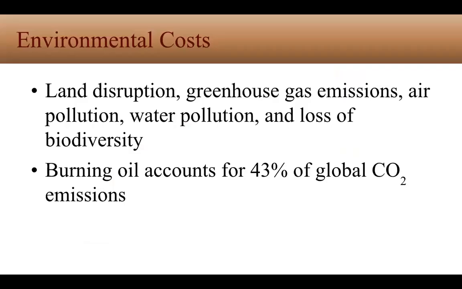All right. So we talk about externalities. What are the environmental costs associated with this? Obviously, we're going to disrupt ecosystems. We're going to increase our greenhouse gas emissions. And on top of the greenhouse gas emissions, we have other forms of air pollution that we've talked about: the nitrogen oxides, the particulate matter that comes from burning fossil fuels. In addition, there's water pollution, and then there's loss of biodiversity.